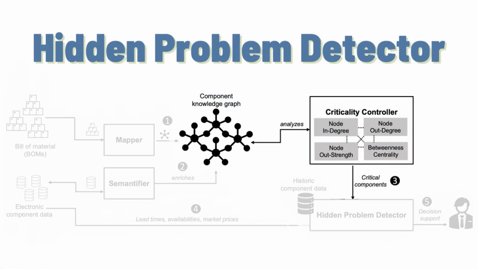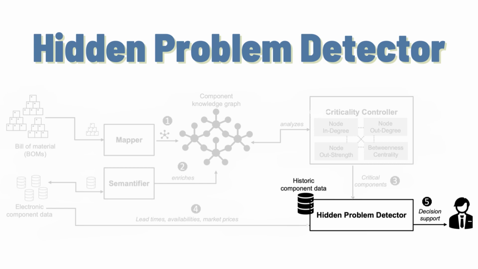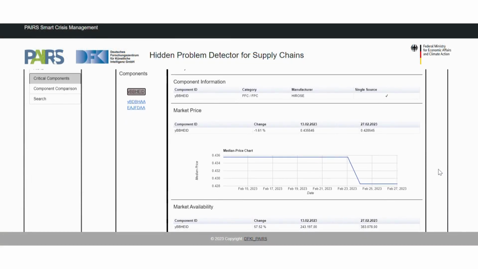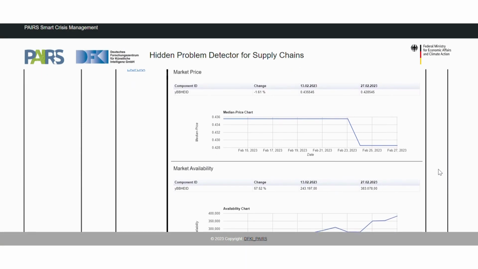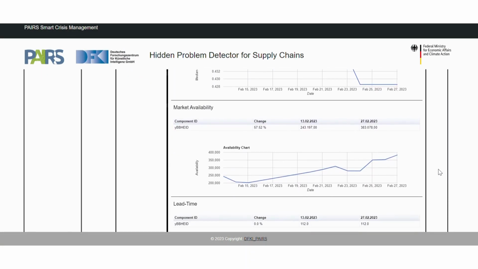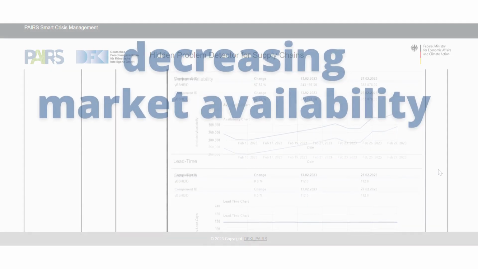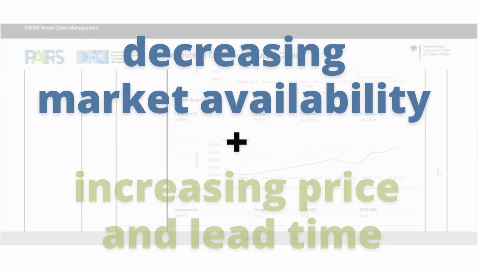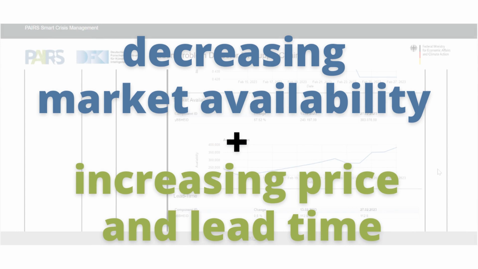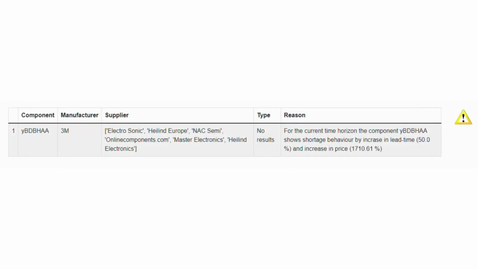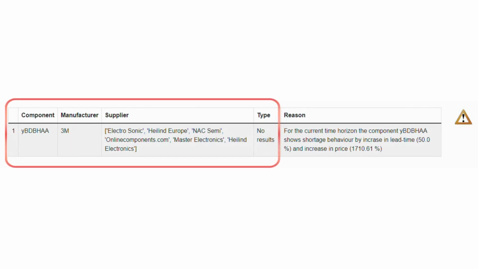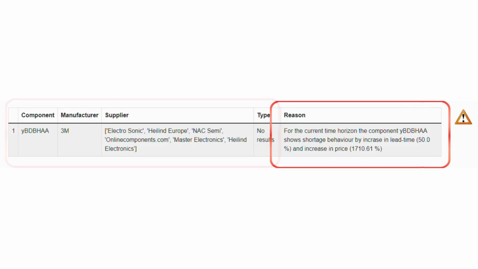The Criticality Controller scrutinizes the knowledge graph using graph-theoretic matrices. Last, the Hidden Problem Detector regularly collects and aggregates actual market data, enabling the model to track market trends for critical components. It identifies severe shortage trends, like decreasing market availability coupled with increasing price and lead time for critical components. When such trends occur, it triggers alerts for end users, presenting critical component details and market data to justify the shortage trend.